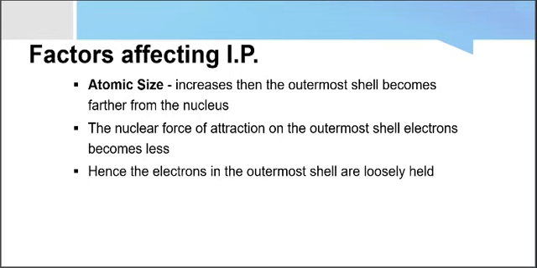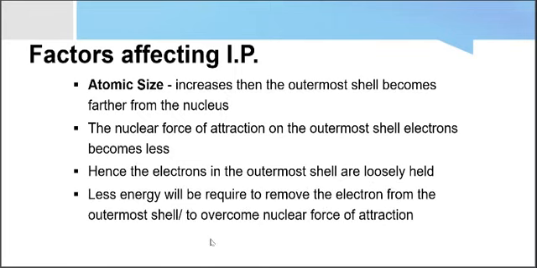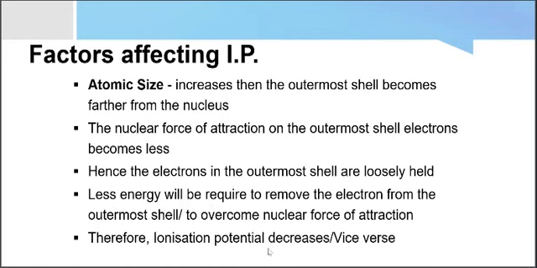So very little energy will be required to remove it from the outermost shell. Hence the electrons in the outermost shell are loosely held. A very small amount of energy is required for the electron in the outermost shell to leave the energy shell or energy level. So less energy will be required to remove the electron from the outermost shell.